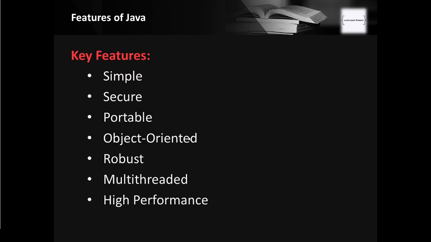And what are the key features of Java? Some of the key features of Java include simplicity, security, and platform independence. Java is designed to be easy to learn and use with a syntax that is similar to C++, and it is also highly secure. Features like bytecode verification and a robust security manager, plus platform independence, allow you to develop applications that can run on different operating systems without modifications.